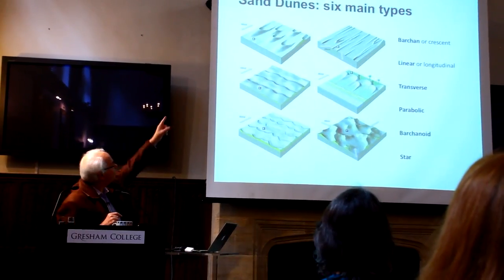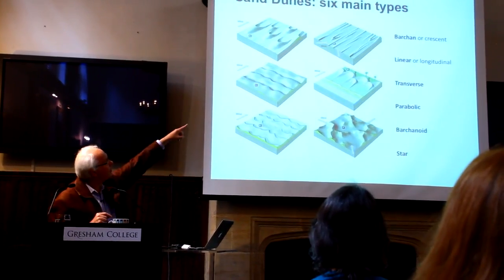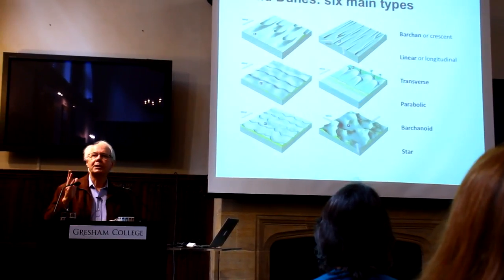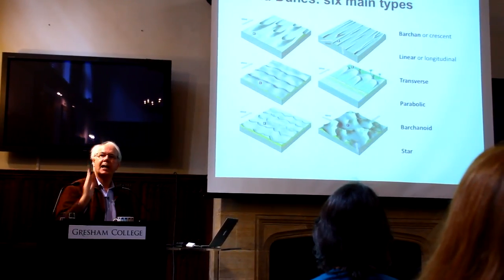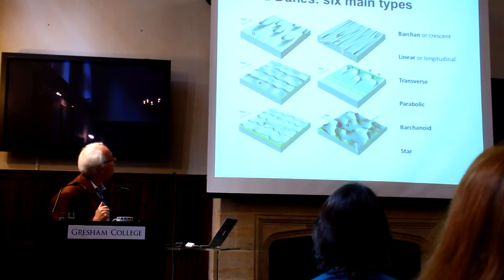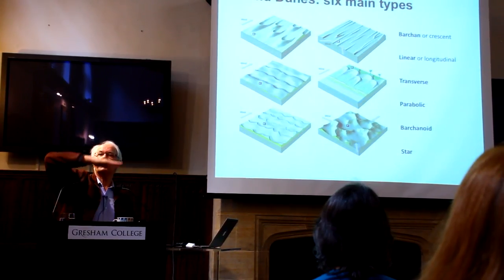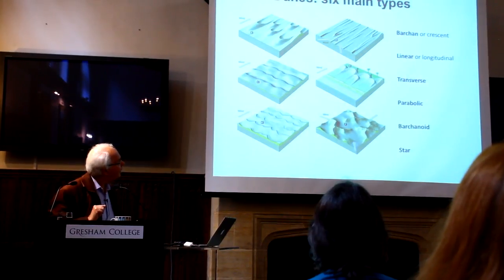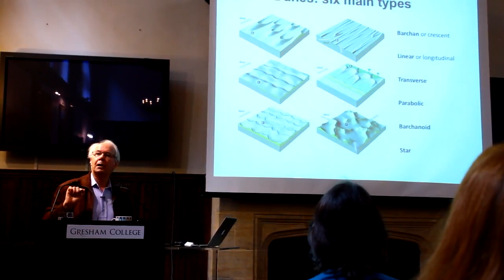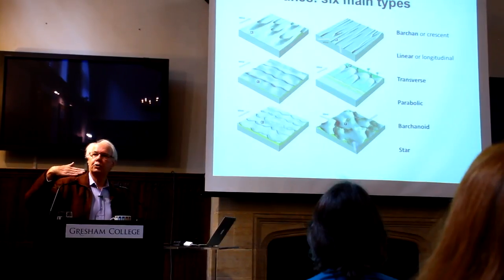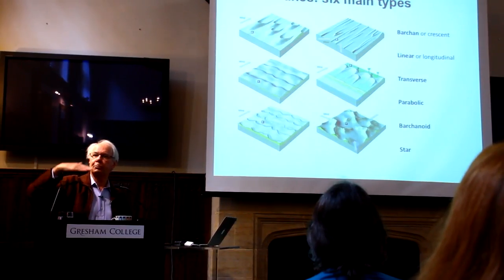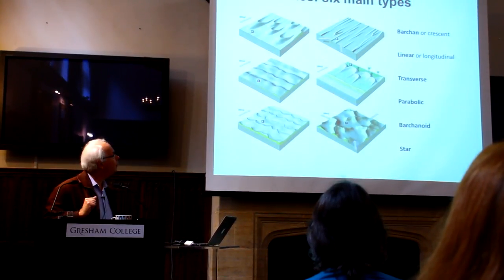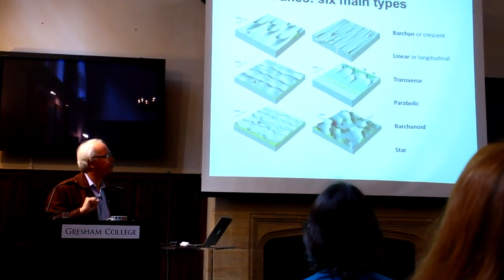So there are the barchan or crescent dunes, and linear, or longitudinal, dunes. Basically, they point in the same direction as the average wind. Transverse dunes are like stripes as well, but they are at right angles to the wind. Parabolic dunes form usually at the edge of where the desert meets water, and they're kind of pinned in place by the vegetation.